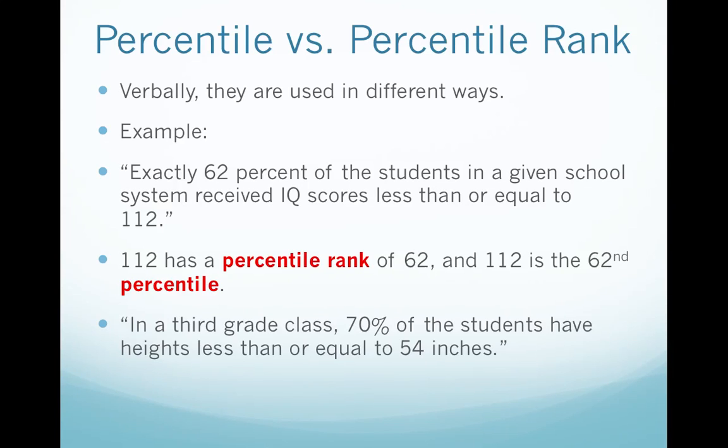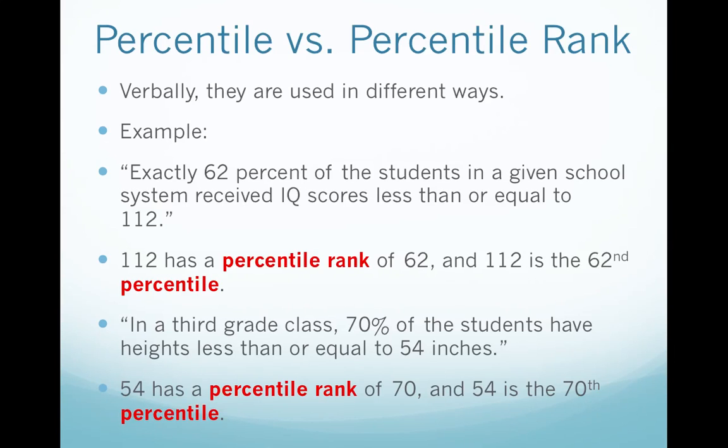Another example would be, in a third grade class, 70% of students have heights less than or equal to 54 inches. So using the terminology, we say 54 has a percentile rank of 70. 54 is the 70th percentile. It's easy to see some confusion here. This takes a little bit of practice.